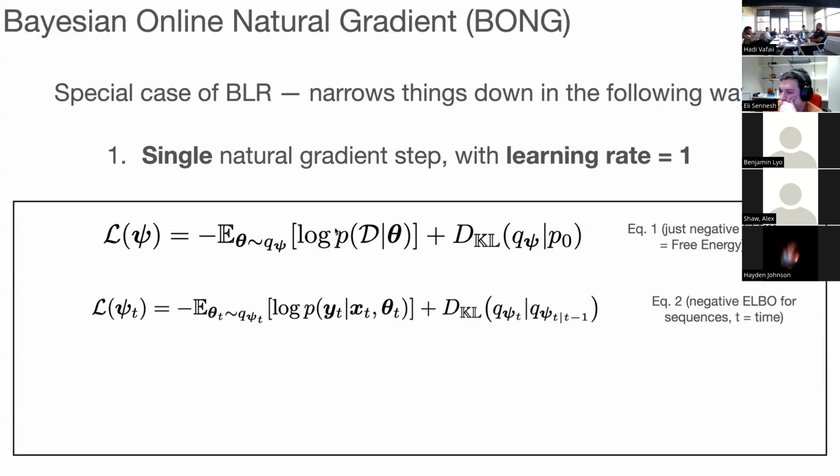However, when you take this normal ELBO and go to sequences, there's a time element. You end up with this equation where psi is now a function of time. It's online inference, evolving in time. You don't have a fixed posterior. And X is, let's say, MNIST digits, and Y are the classification labels, which is the case in BONG, but it could be anything, it doesn't matter. And theta are neural network parameters. And now we have this KL between your current posterior and this entity here, which they call the prior predictive distribution, but you can just think of it as the prior.